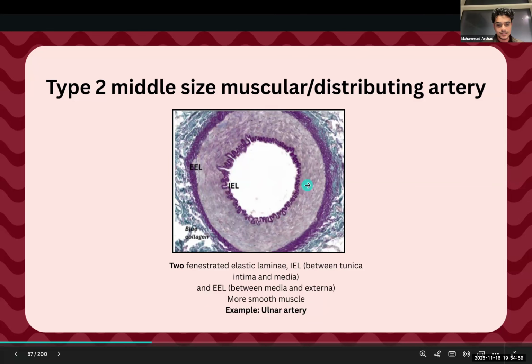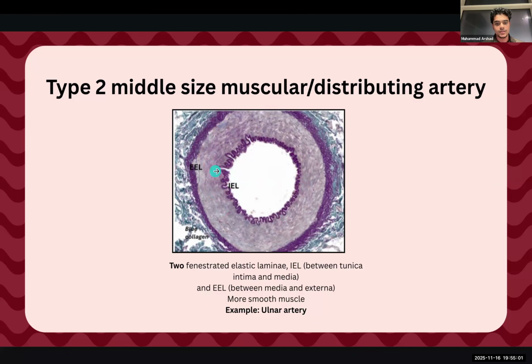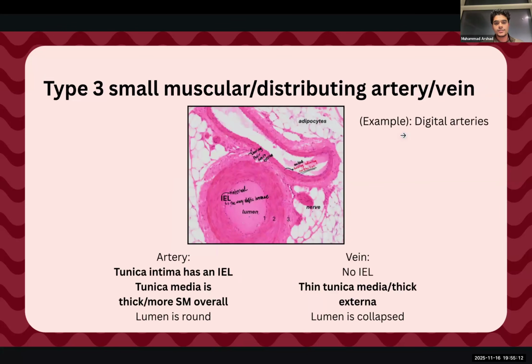Now you should know that the internal elastic laminae is between the tunica intima and the tunica media, and then the external elastic laminae is between the tunica media and the tunica externa. Okay, moving on to type 3.